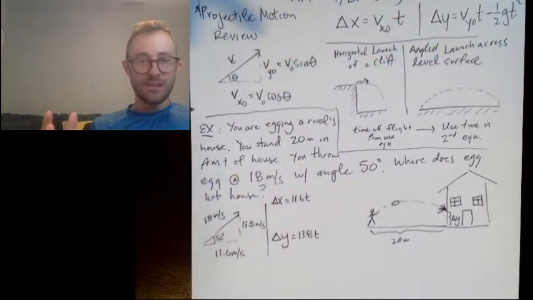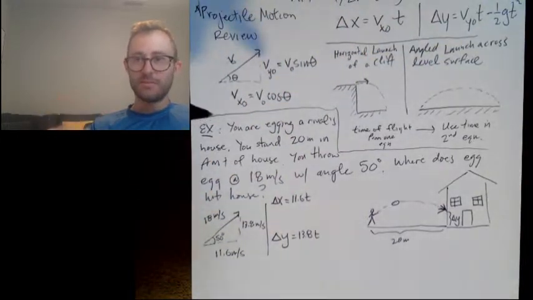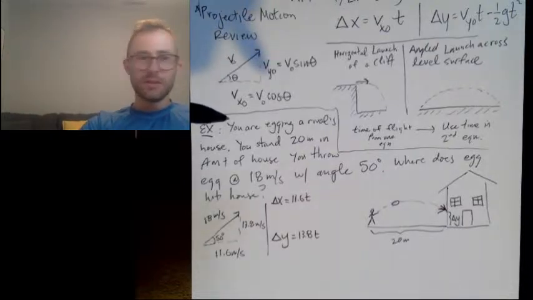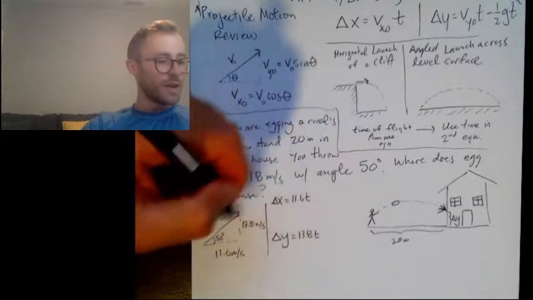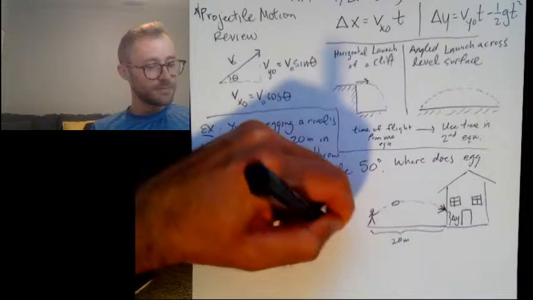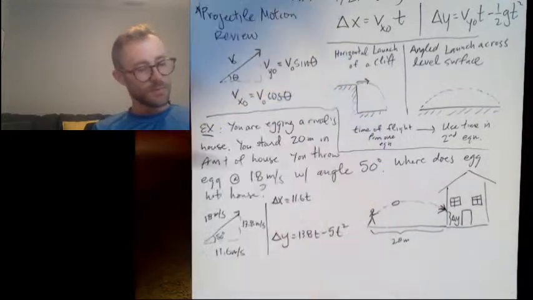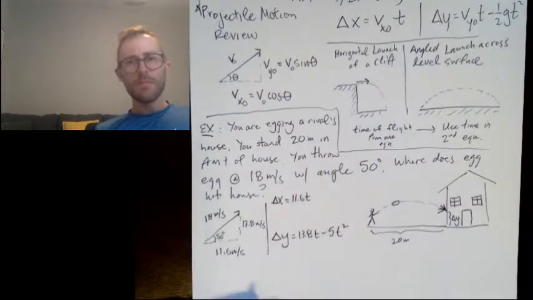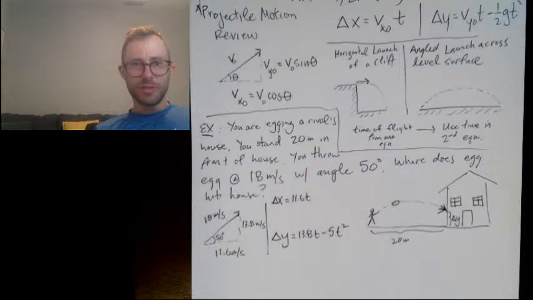This is an egging that is happening on Earth. So 1/2 a is going to be -5. All right? So those are our two equations of projectile motion.